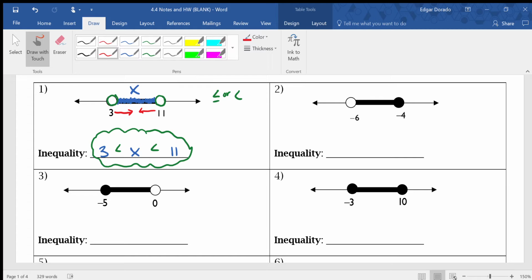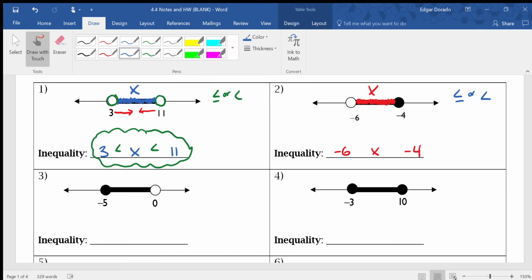So let's continue. For number 2, once again, my shaded region is in the middle, so I know this is going to be an and statement, an and compound inequality, so my x is going to be right in the middle. So I'm going to write my number to the left, which is -6, my x, and then -4. Now let's figure out what symbols we have to use. Again, we only have 2 choices, less than or equal to or less than.